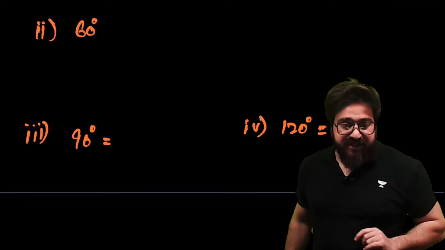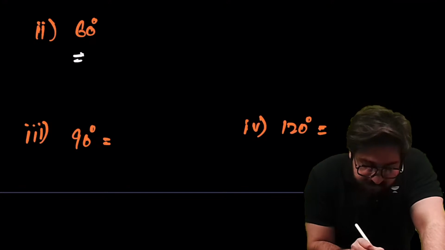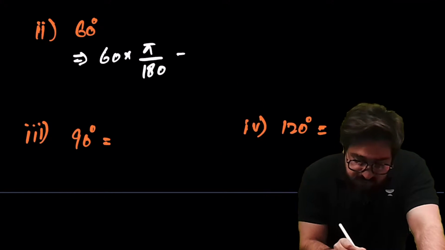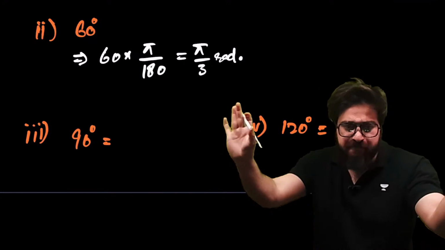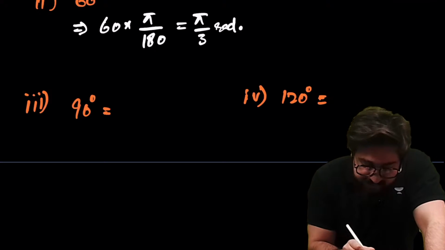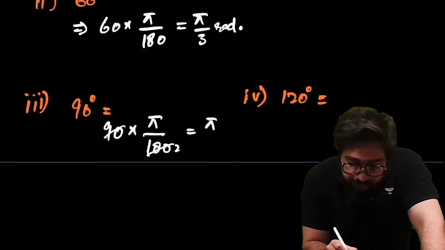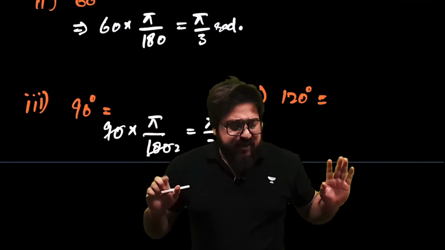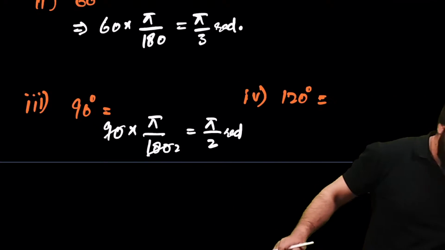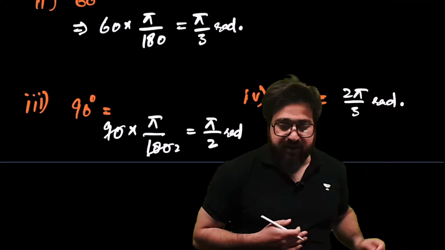Now, let's talk about the 60 degree angle. Can you tell me what is the value of 60 degree in radians? We can write it as 60 multiplied by pi divided by 180, and this will come out to be pi by 3 radians. As simple as that, just a one line answer. Sir, what about this 90 degree? We can write 90 into pi by 180, and this comes out to be pi by 2 radians. Similarly, you can calculate for 120 degree. How much will that come out to be? It is nothing but 2 pi divided by 3 radians.